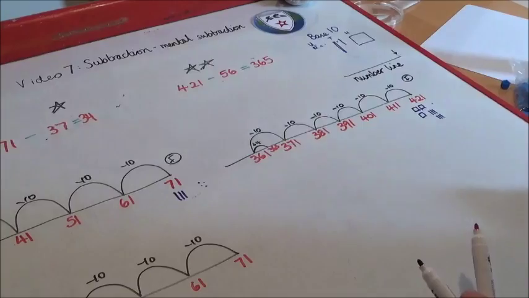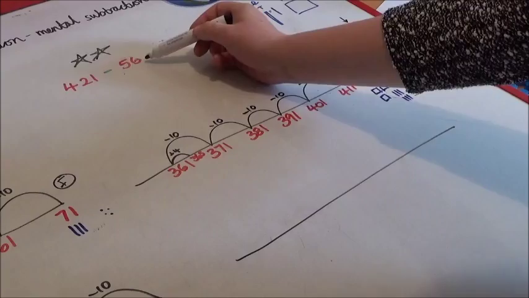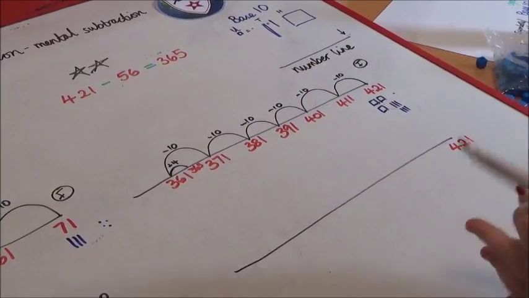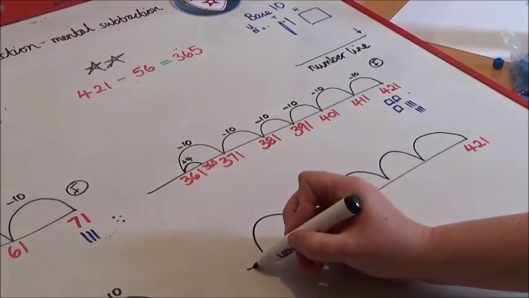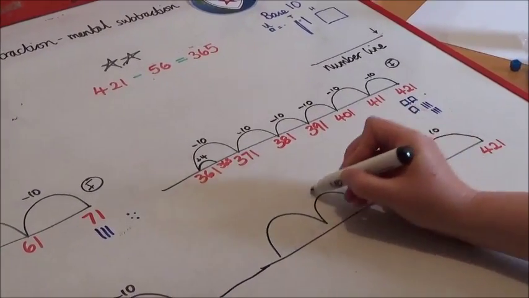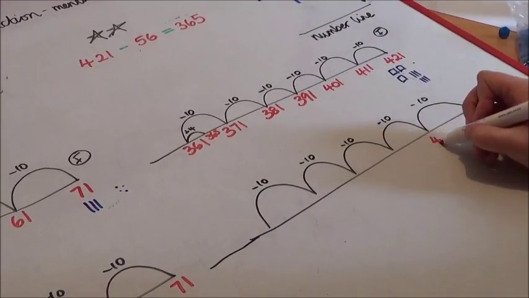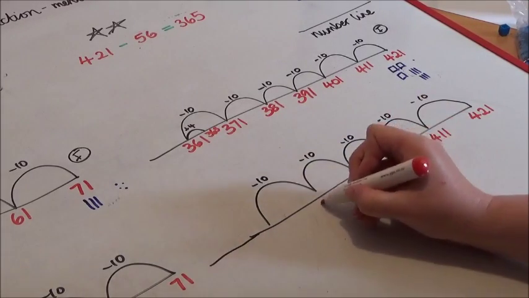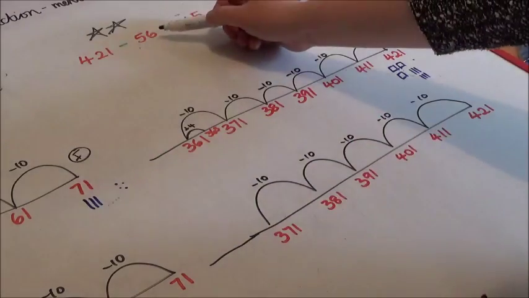This example, using our non-fluent answers, I'm going to take off the 5 tens, then take off the 6 units. I'm going to put 421 here, take off the 5 tens. Ooh, my number line's not long enough. 421, 411, 401, 391, 381, 371. Then I'm going to take off the 6 units.